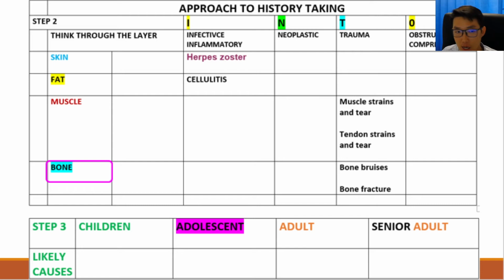With experience, I think a lot of practitioners will be able to assign the different condition to the different age group of the patients that present to either the emergency department or to the general practice. So it is a good idea to look at the population group, whether it's a child, adolescent, adult, or senior adult, to decide what is the most likely condition affecting them. Obviously, this is not an exhaustive list of conditions. It's just a common differential that we have to think about.